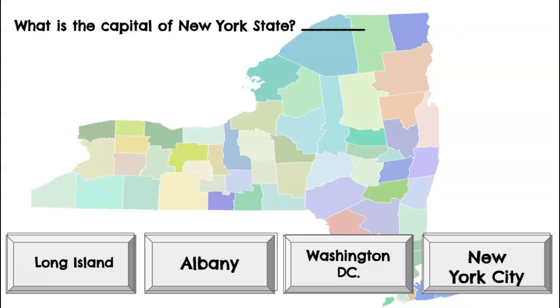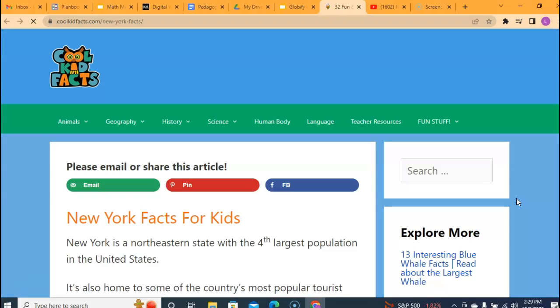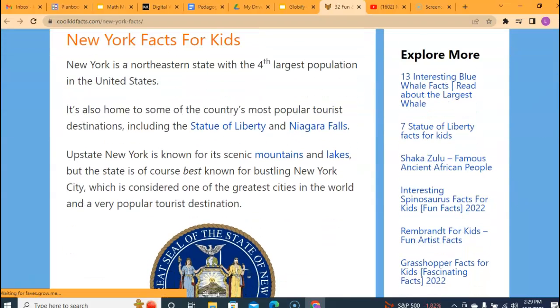So the first question, what is the capital of New York State? So say a student chooses Washington, D.C. All of these buttons are linked with either the correct slide or the incorrect slide. And one improvement that I made after playtesting, this was a tip from Professor Lewis, is to make sure that I give more feedback. So I started linking in more articles. So, oops, read the article on the right for more review. So every slide has a different article that makes sure the answer is in here.